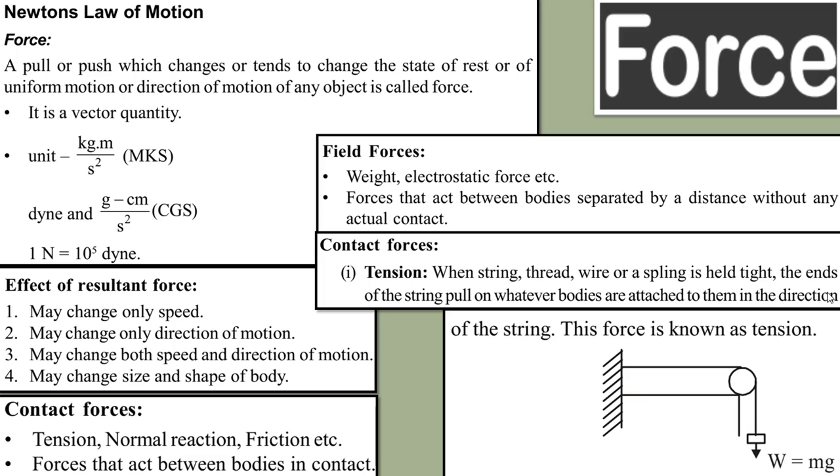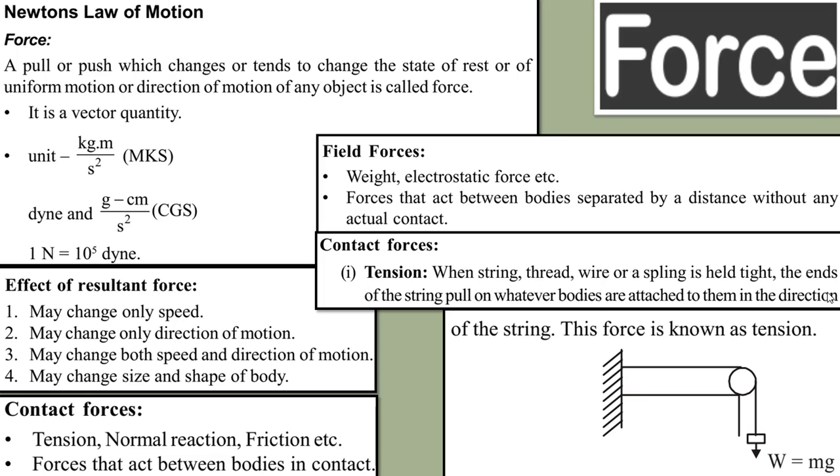So a pull or push which changes or tends to change the state of rest or uniform motion or direction of motion of any object is called force. It is a vector quantity. Effect of resultant force: it may change only speed. It may change only direction. It may change both speed and direction. It may change size and shape.